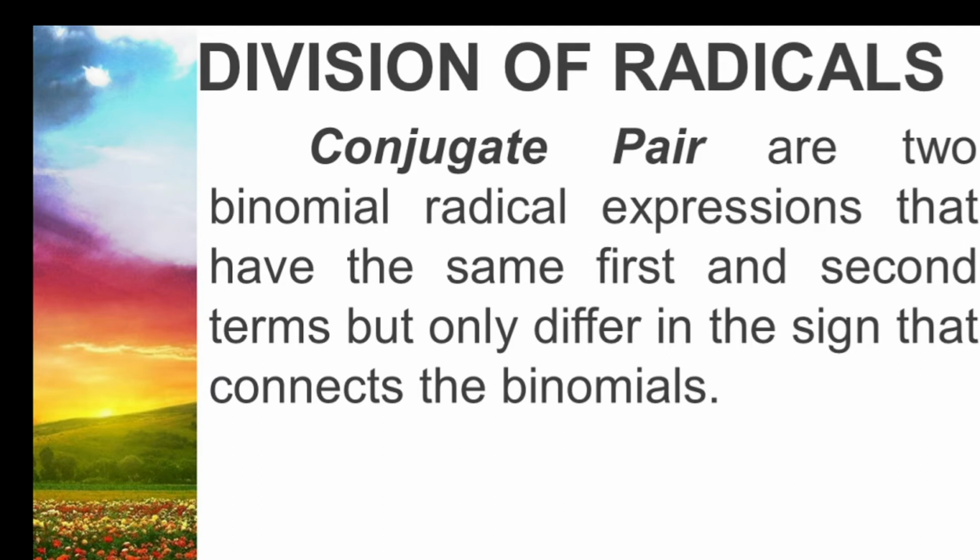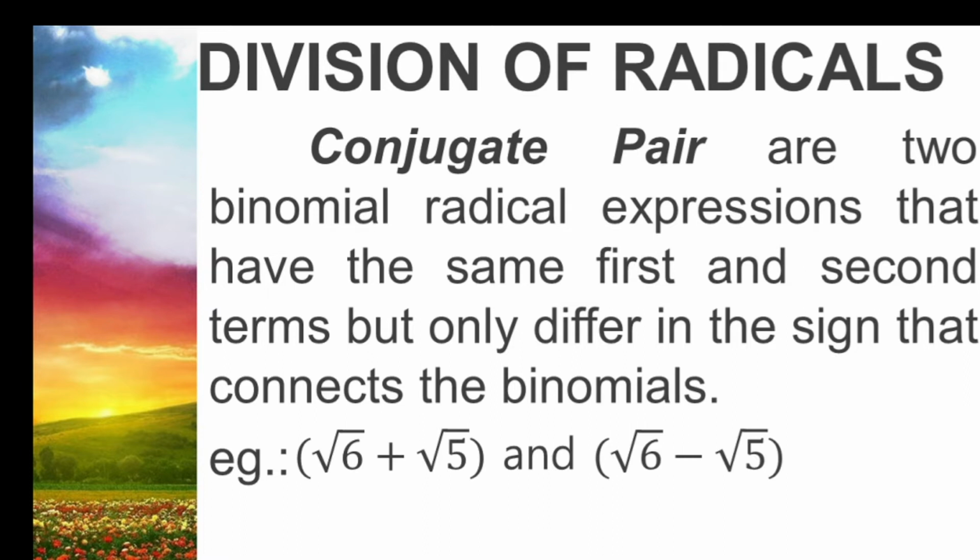In division of radicals, take note that conjugate pairs are two binomial radical expressions that have the same first and second terms but only differ in the sign that connects the binomials. For example, the square root of 6 plus the square root of 5, its conjugate pair is the square root of 6 minus the square root of 5. x plus the square root of 5 has a conjugate pair which is x minus the square root of 5.